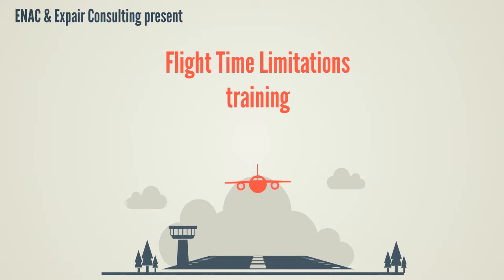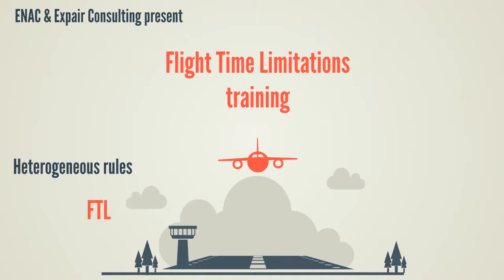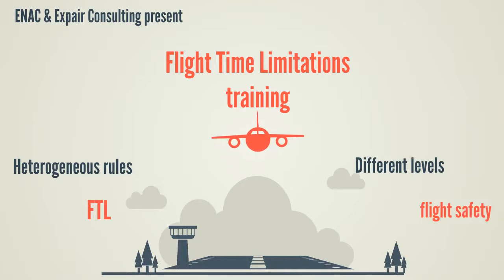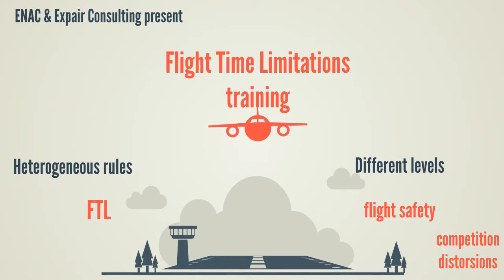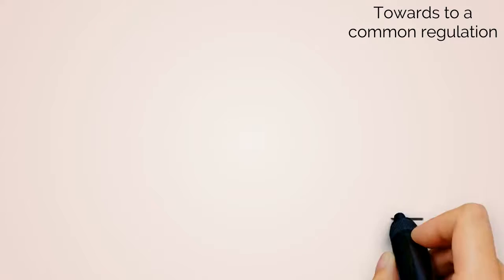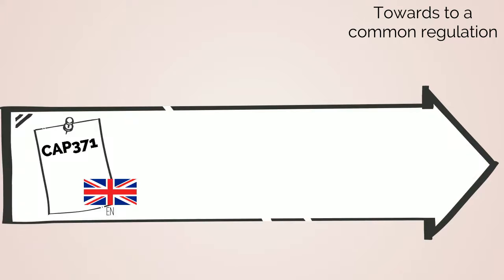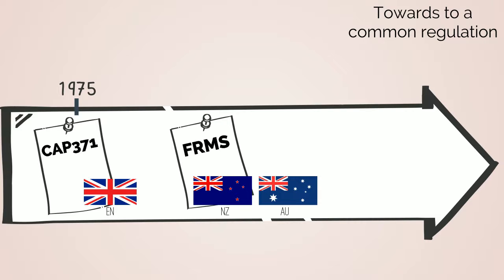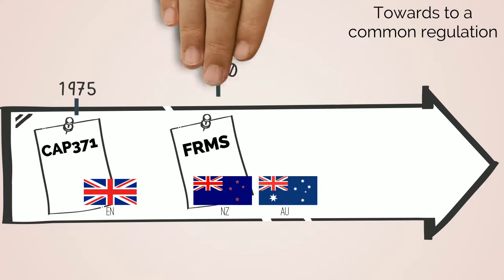History and national specificities have resulted in heterogeneous rules on flight time and rest periods, and thus in different levels of flight safety and competition distortions. From the British CAP 371, adopted in 1975, as the first modern set of rules based on scientific evidence, down to the FRMS concept born in New Zealand and in Australia in the 90s.